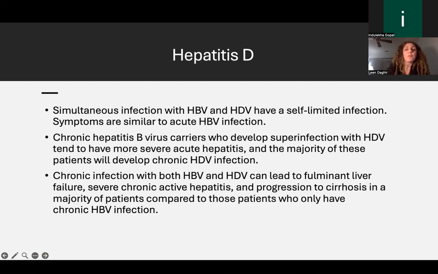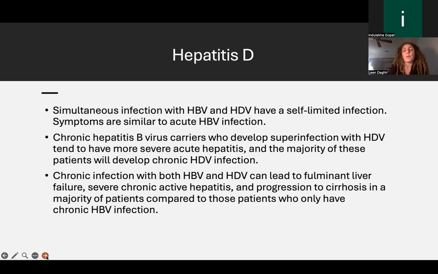Simultaneous infection with hepatitis B and D is usually a self-limited infection. Symptoms are similar to acute hepatitis B infection. Chronic hepatitis B virus carriers who develop superinfection with hepatitis D tend to have more severe acute hepatitis, and the majority of these patients will develop chronic hepatitis D infection.